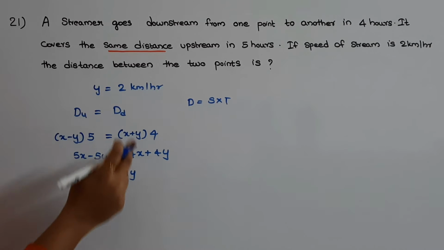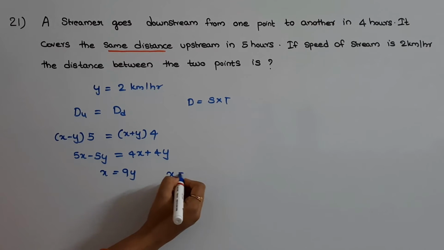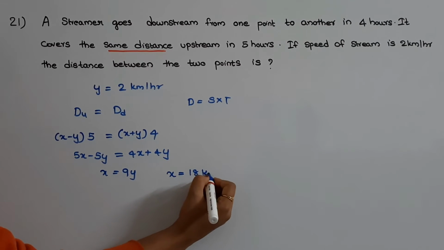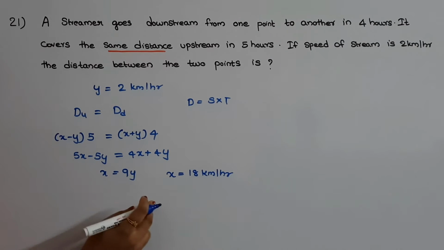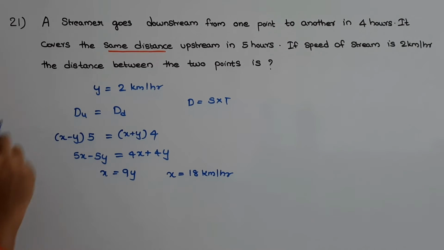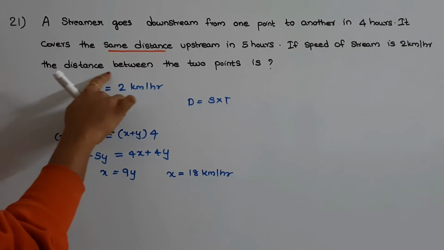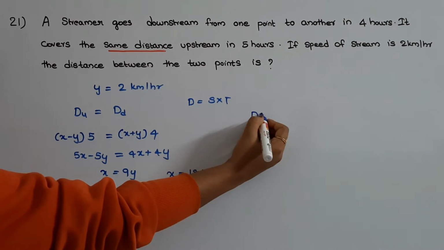y is given as 2. Hence, x value will be equal to 9 into 2, that is 18 km per hour. Now, we have x value as well as y value. We need to find out the distance between the 2 points.